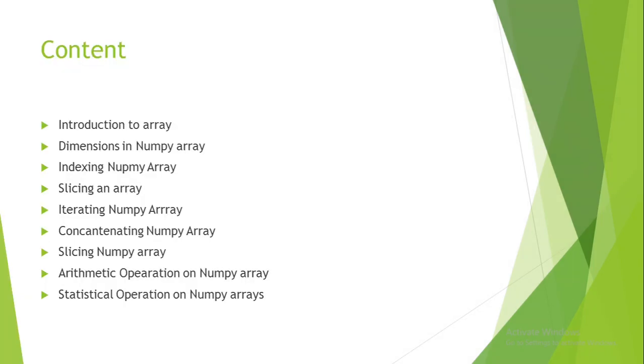We're going to be going through an introduction to arrays, then dimensions in NumPy arrays, and under this introduction you'll be seeing the difference between a list and an array, what an array is, and the key characteristics of an array. We're going to be going into indexing in NumPy arrays. So we're going to be slicing an array, then iterating a NumPy array, then concatenating a NumPy array. And we are going to be going into arithmetic operations on NumPy arrays and statistics operations on NumPy arrays.